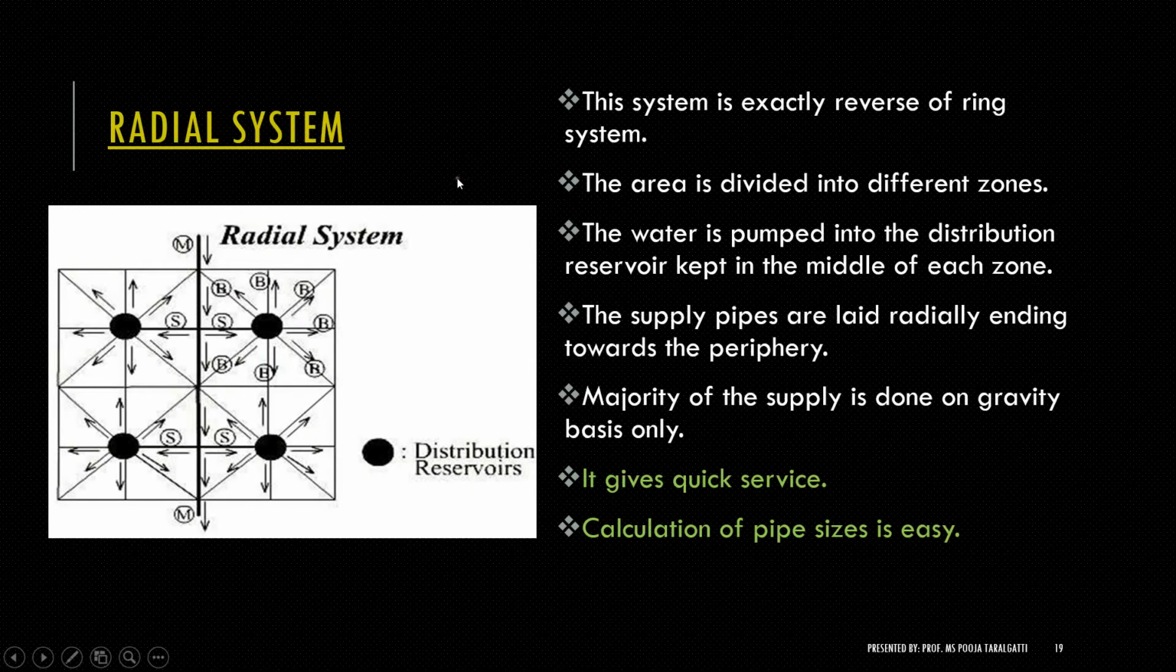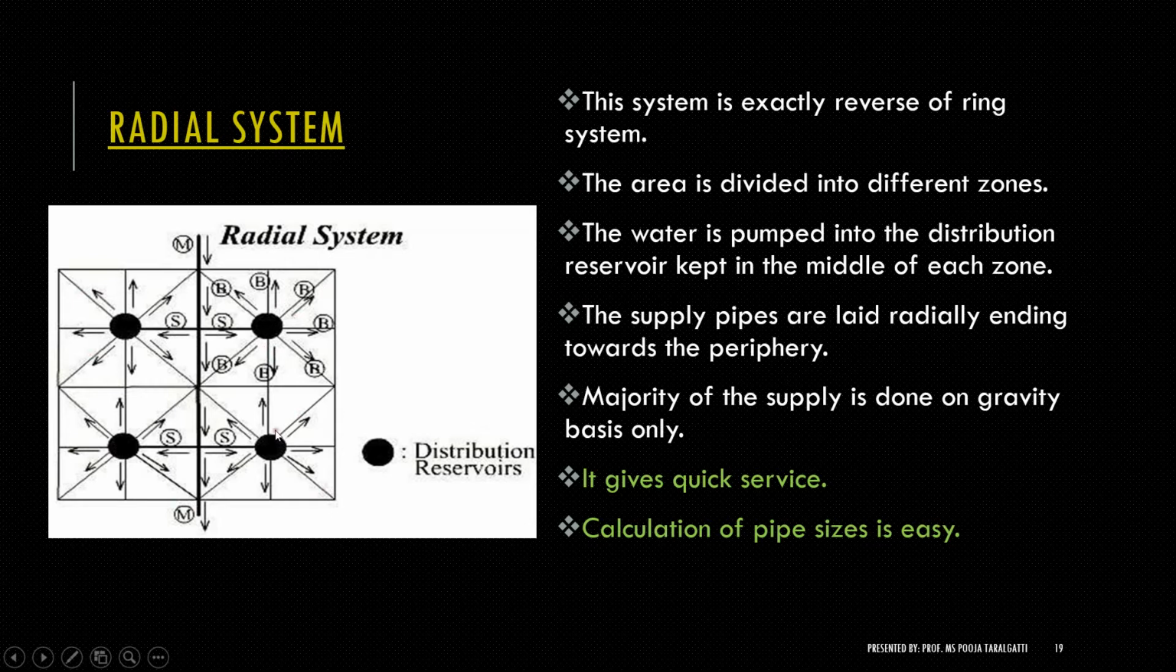Last one is radial system. Now this system is exactly the reverse of your ring system. Here your main pipeline is at the center, which is providing the water to reservoirs which are connected at the center of whatever division area is there. Okay, so previously in any of the layouts they were not considering any reservoir. Here in the radial system your reservoir is placed at the center of the area which you have divided. Okay, and the main pipeline will supply towards your reservoir first, and from the reservoirs your sub branches and the branches are bifurcated. Okay, so first you need to have the division of area into different zones.